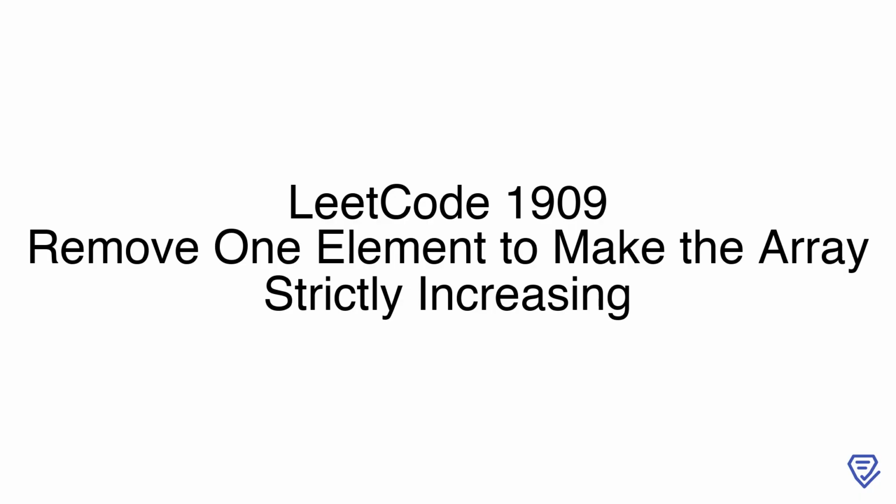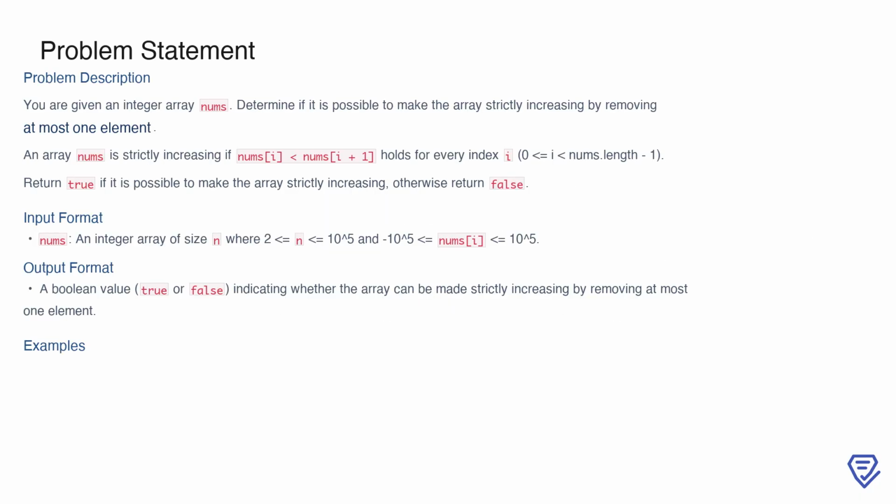Let's dive right in. In this problem, you are given an integer array called nums, and your task is to determine if the array can be made strictly increasing by removing at most one element. Now, an array is considered strictly increasing if every element is smaller than the one that follows it. In other words, for any index i, the condition nums[i] < nums[i + 1] must hold true. To solve this problem, you'll return true if it's possible to achieve this by removing one element, and false otherwise.